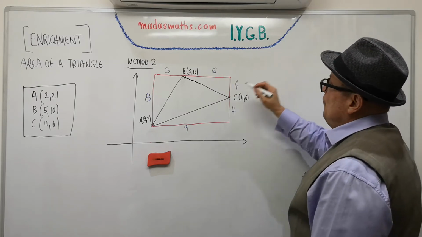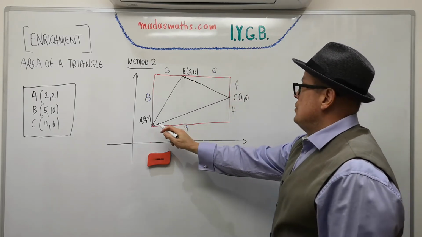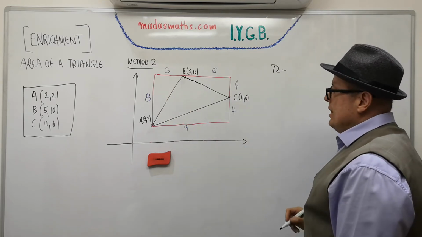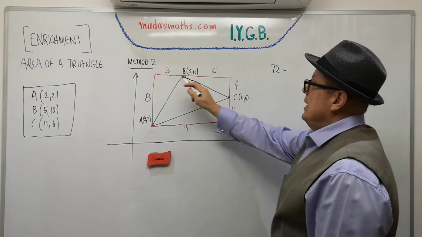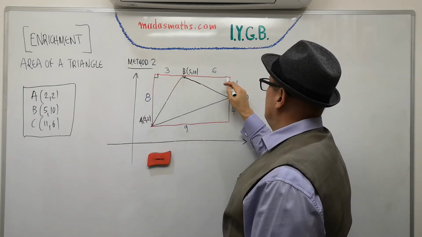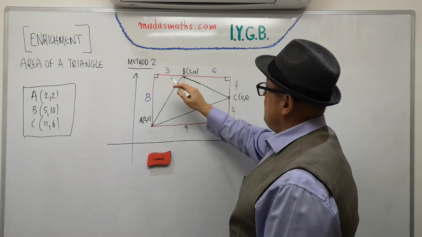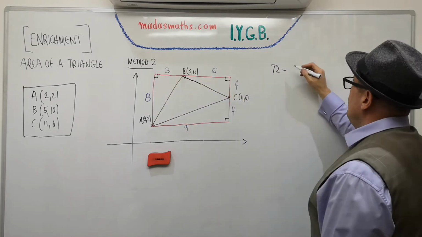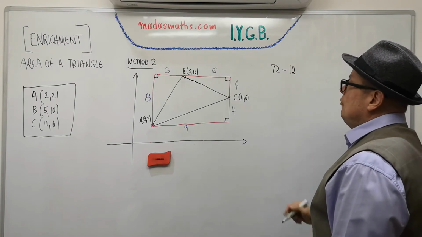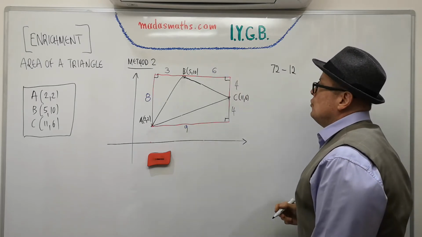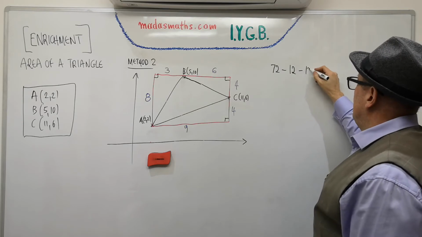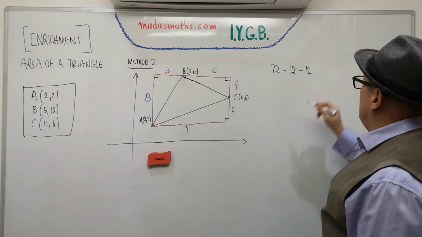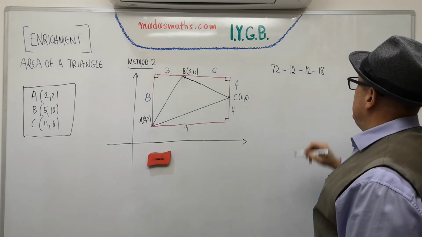We have a rectangle in red which measures 8 times 9, which is 72, and from that we need to subtract 3 right angle triangles. Here they are. One measures 3 by 8. 3 times 8 is 24, divided by 2 is 12. 6 times 4 is also 24, divided by 2 is 12. And then we go 4 times 9, which is 36, divided by 2, this is 18.